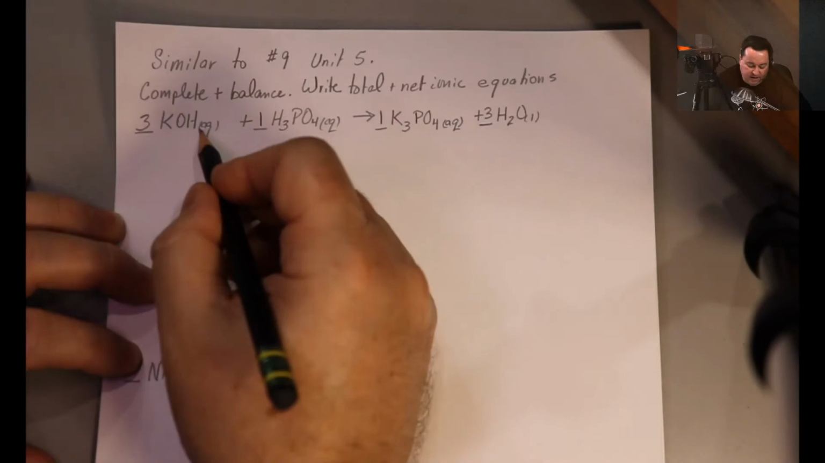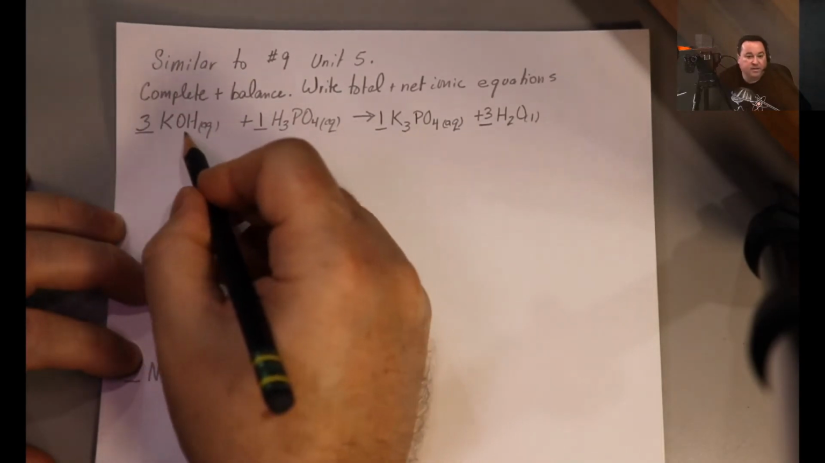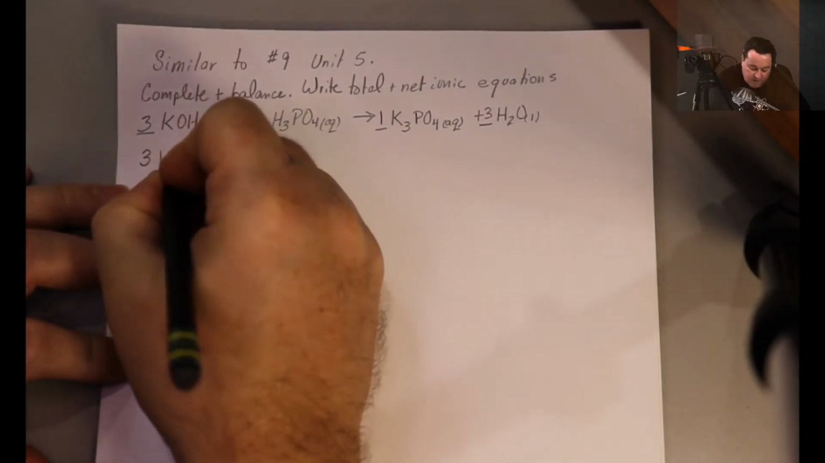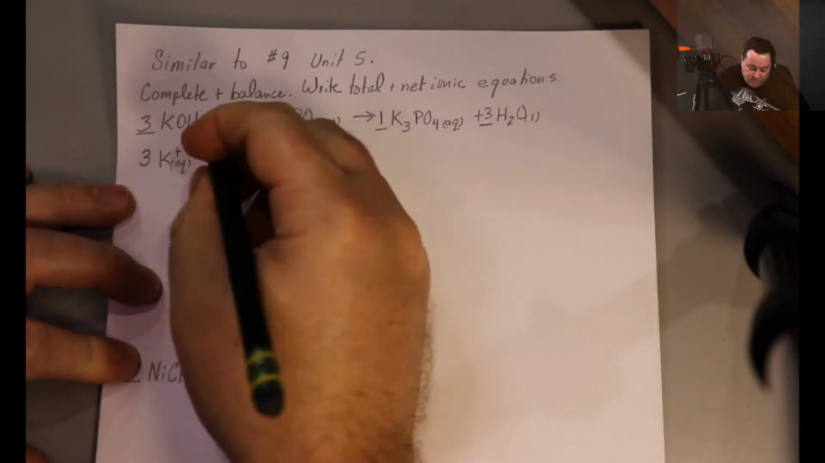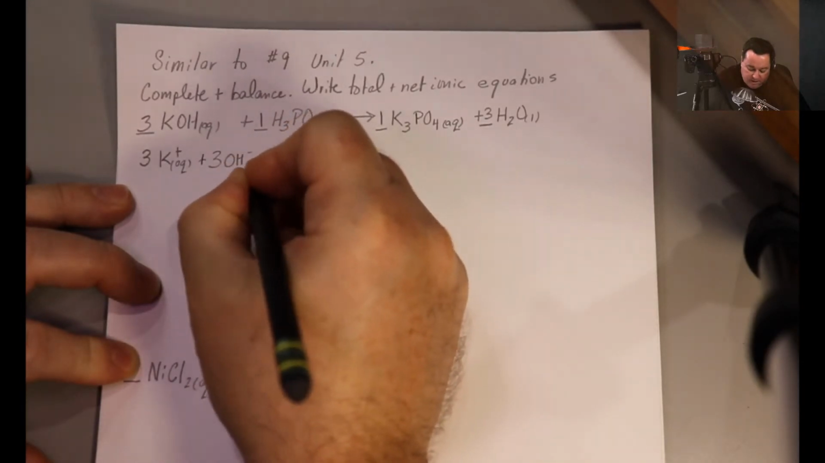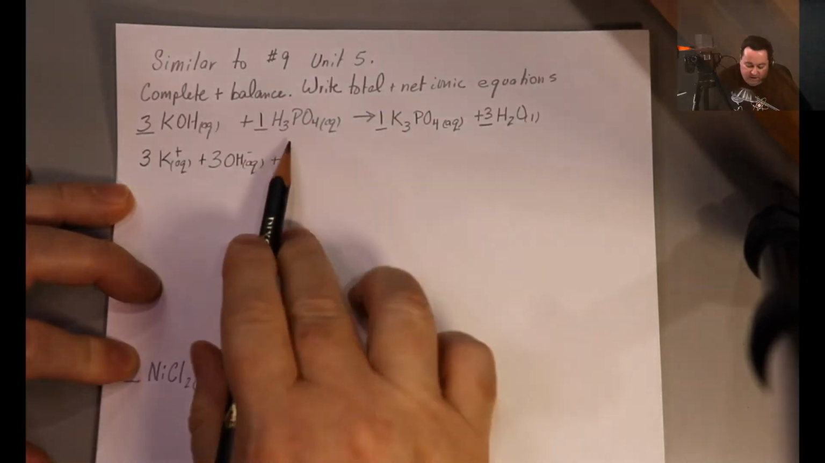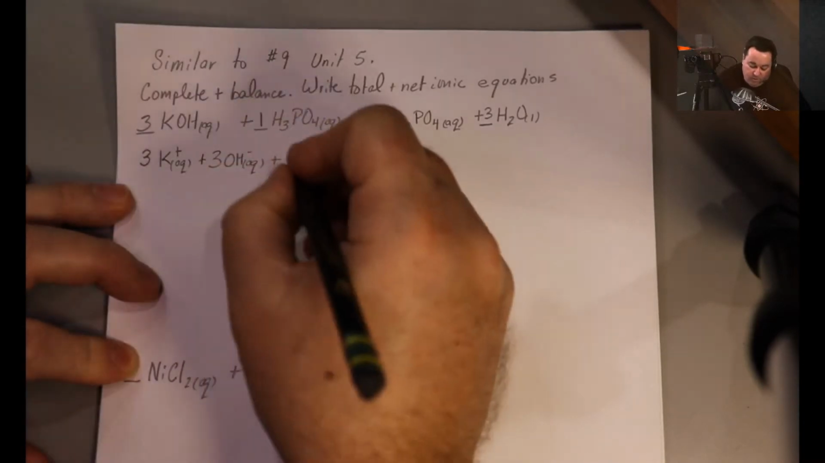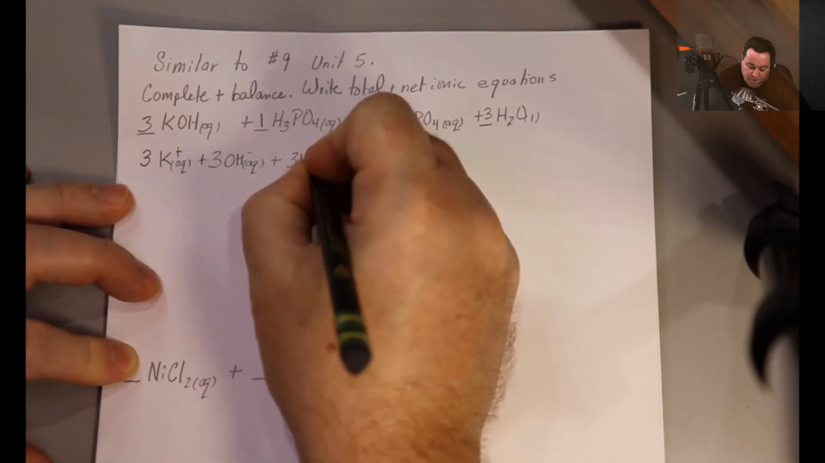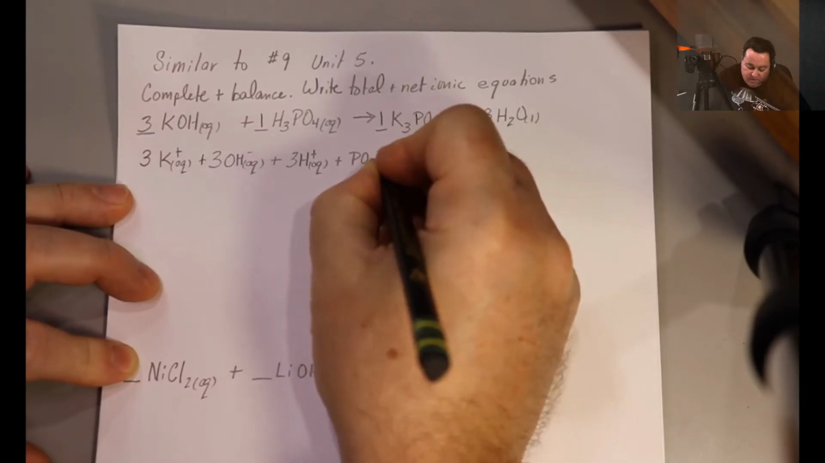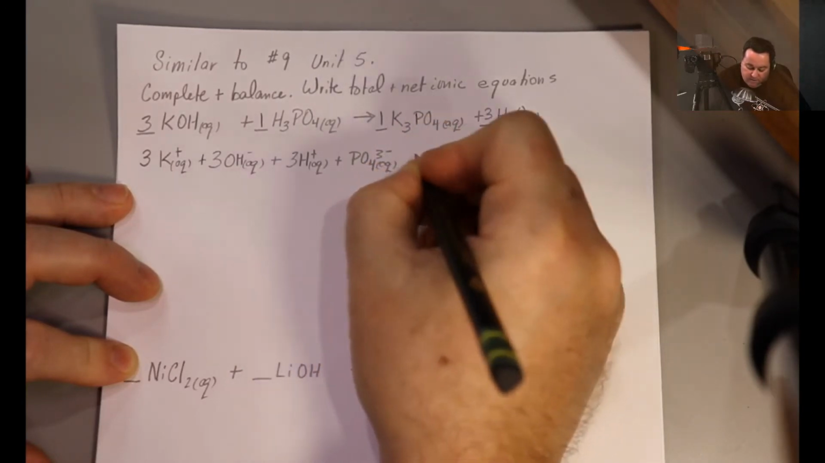And here I see a soluble ionic compound. So I'm going to break it into ions. There will be 3 potassium ions, aqueous, and 3 hydroxide ions, aqueous. The next compound is an acid. Acids are broken into ions. They exist in the form of ions in water. So 3 hydrogen ions and a phosphate 3 negative aqueous.